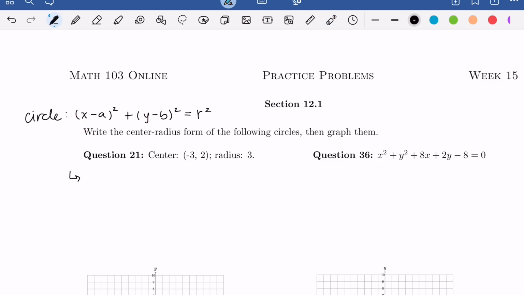So this will be the same thing as x plus 3 squared plus y minus 2 squared, and this is going to be equal to 3 squared or 9. Now I just want to be careful, since this formula already has this minus sign. If either one of these coordinates is negative, when we input a negative into this formula, it's going to make this a positive. So that's why we have this x plus 3 and then this y minus 2 here.